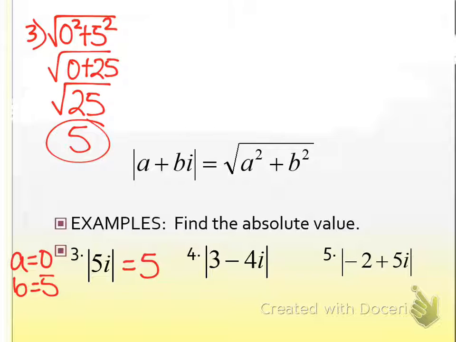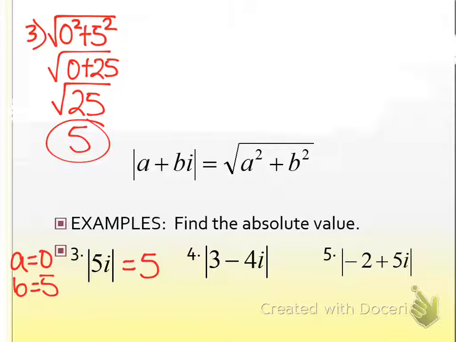Remember when we were talking about just real numbers, absolute value was the distance to 0 on a number line. When we're dealing with imaginary or complex numbers, we're dealing with a coordinate plane more so. So it's more complicated than just a straight line distance on a number line.